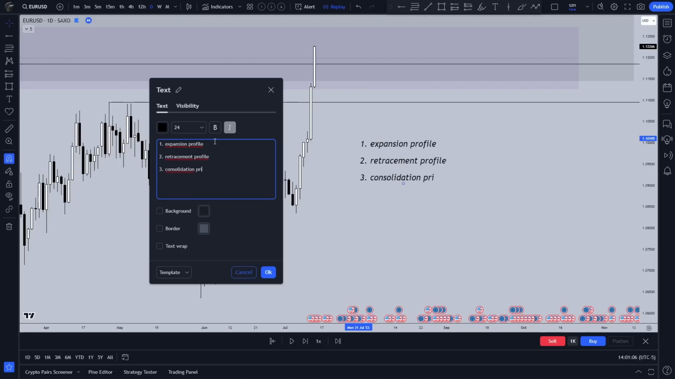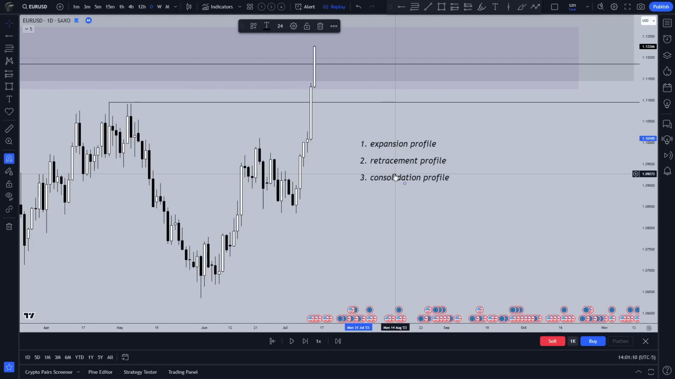So those three profiles are the ones I'm using, and I'm pretty much always trying to anticipate what profile the next daily candle is going to have, right? And combining that with my daily bias, so if I'm bullish and I'm expecting a bullish daily expansion profile, then I'm obviously going to look for intraday bias in this day.